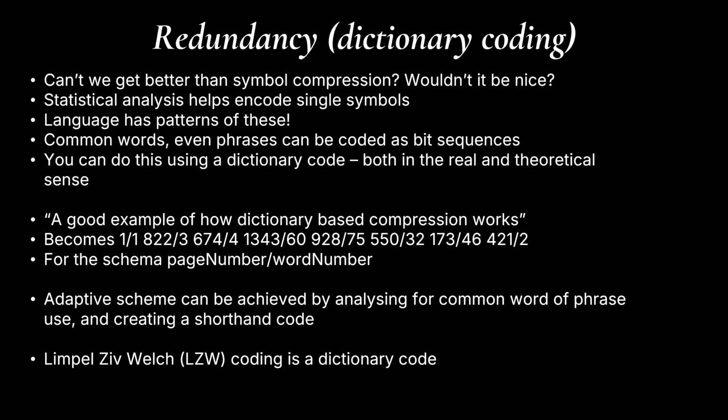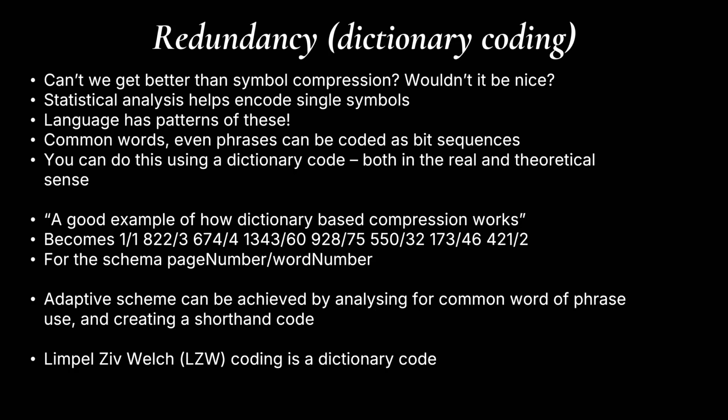So common words, phrases, anything we like can be encoded as bit sequences. You could put the entire works of Shakespeare into a single bit if you wanted to, but that wouldn't be a very adaptable compression scheme, but it'd be a very efficient one for that particular thing. But we have to kind of scroll that idea backwards and forwards depending on what we're trying to send.